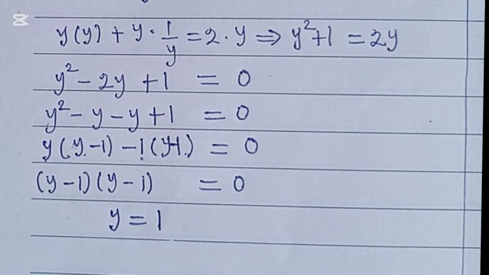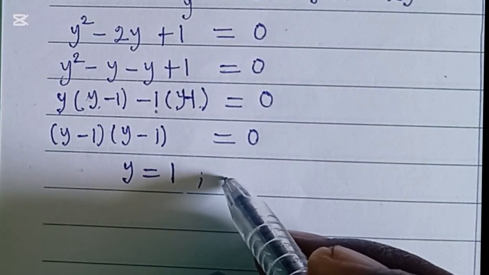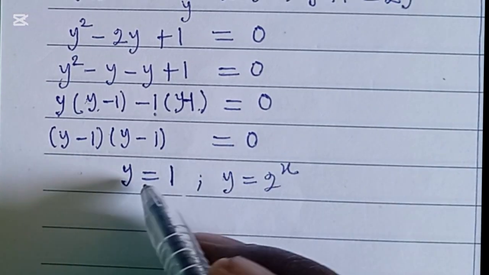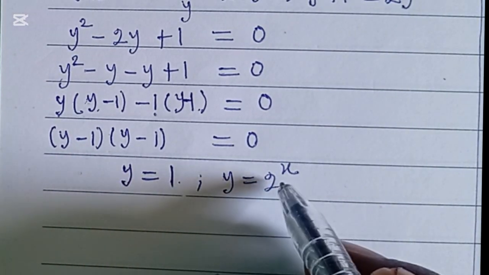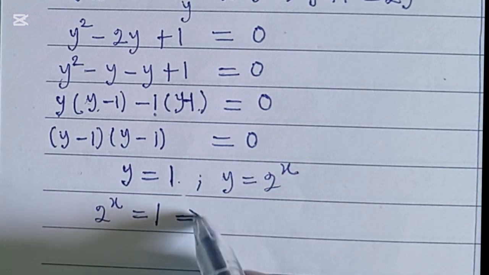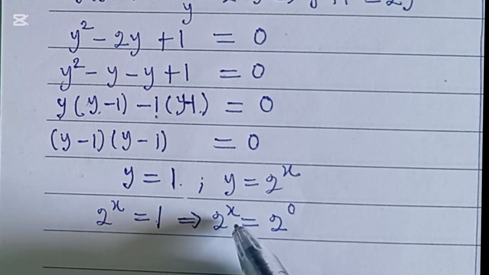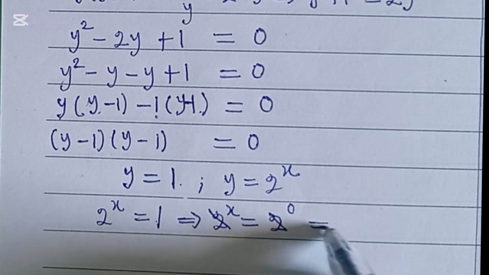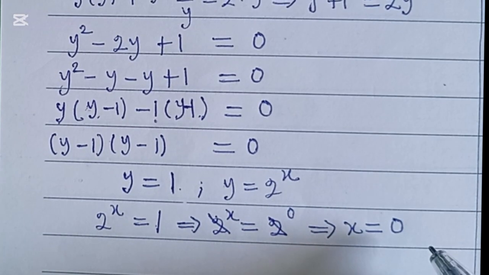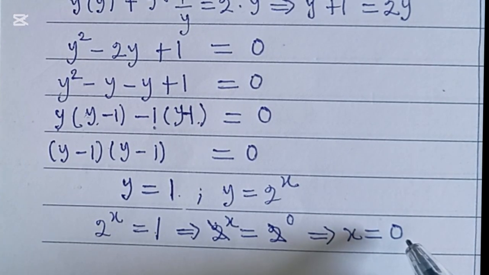So finally, since we know that y is equal to 1, how do we find the value of x? Remember that y is equal to 2 to the power of x. So since y is equal to 1, we equate 1 to 2 to the power of x. So we have 2 to the power of x is equal to 1, and this implies that 1 can be written as 2 to the power of 0. Then when we cancel out the 2's, we get that x is equal to 0. All right, so this is the value of x for this particular equation. When you substitute this into the equation, you are going to verify that this is indeed correct.